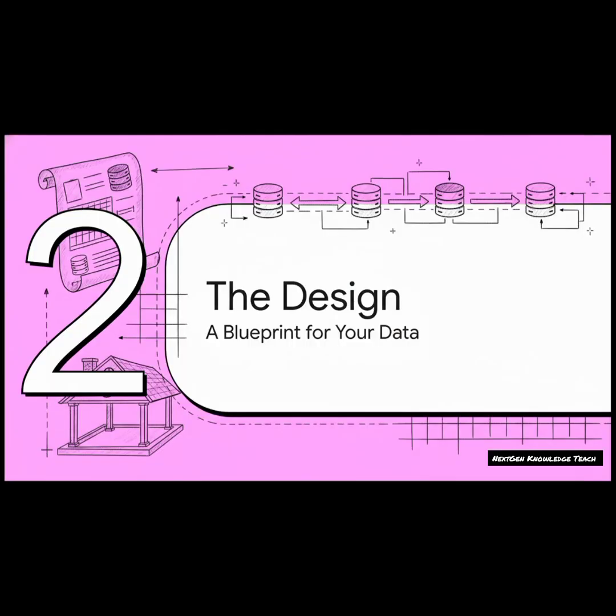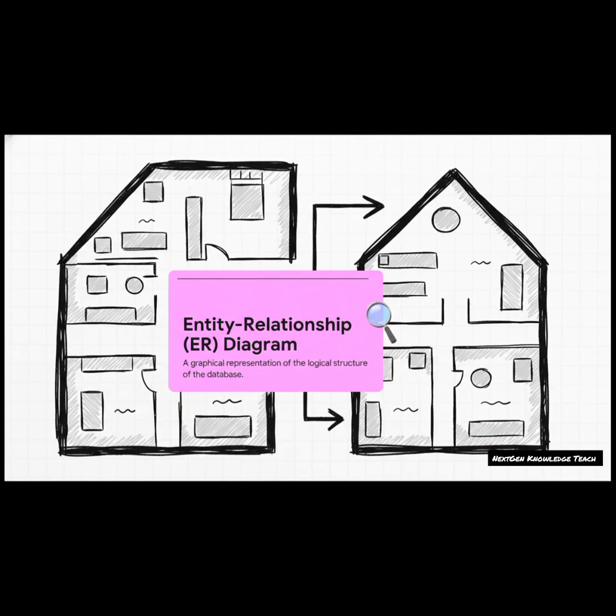Now, you would never, ever start building a house without a blueprint, right? Of course not. And it's the exact same principle with a database. You have to design the entire structure before you put a single piece of data inside. And in our world, that blueprint is called an entity relationship diagram, or an ER diagram. You can think of it as the floor plan for our data house. It shows us the entities. Those are the rooms. It shows us the attributes. Those are the features in each room, like the windows or the color of the paint. And it shows the relationships. Those are the hallways that connect all the rooms together.